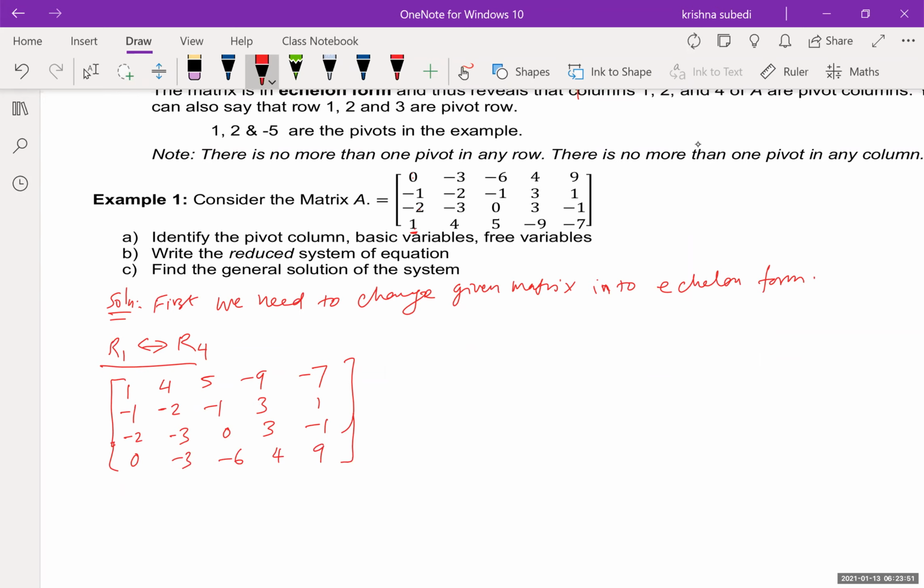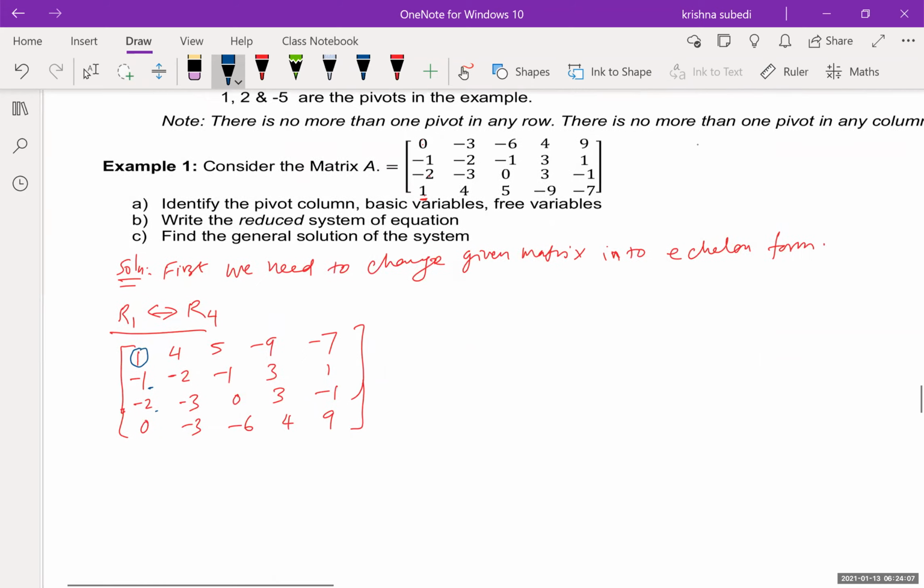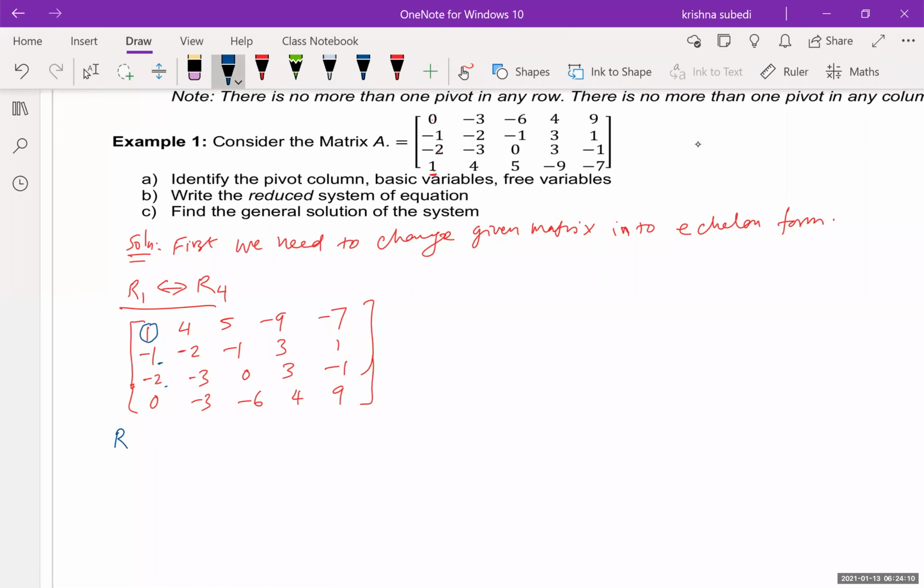Now remember, this will be our pivot position. That means anything below the pivot must be 0. So we need to make this guy 0 and this guy 0, the same way that we did in our last class. In order to do this, in R2 you can do R2 plus R1, so that guy will become 0. And in R3, you may want to try R3 plus 2R1. Then both of these guys will be 0. So let's try this.